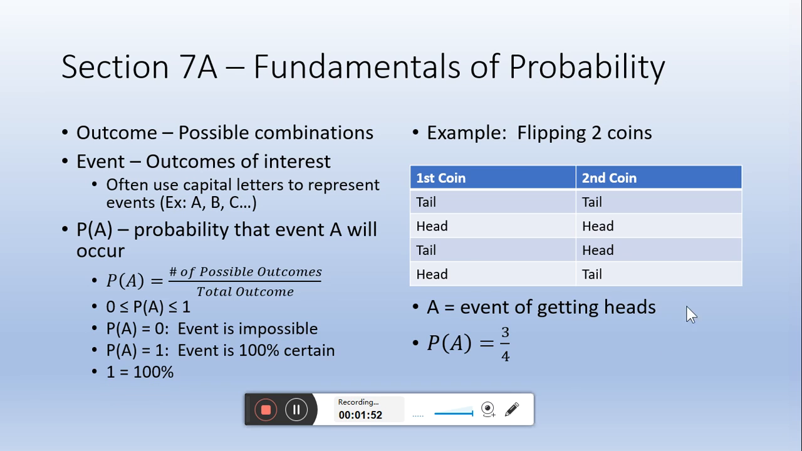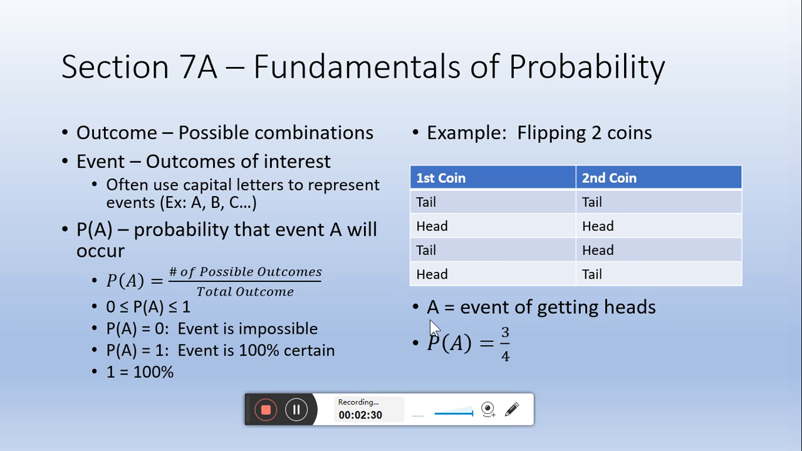Now on the right hand side, we have an example of flipping 2 coins. So what I did was create a probability distribution, which is a table consisting of all possible outcomes or combinations. Here we have the first coin in the first column, and the second coin in the second column. So one possible combination is that the first coin flips tails and the second coin also comes up tails. So tails and tails. Or another possible combination is heads and heads, or tails heads, or heads tails.